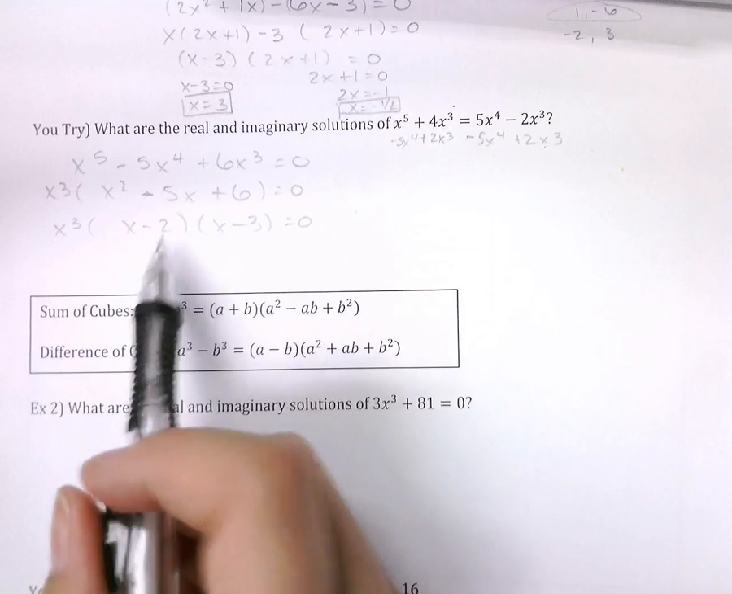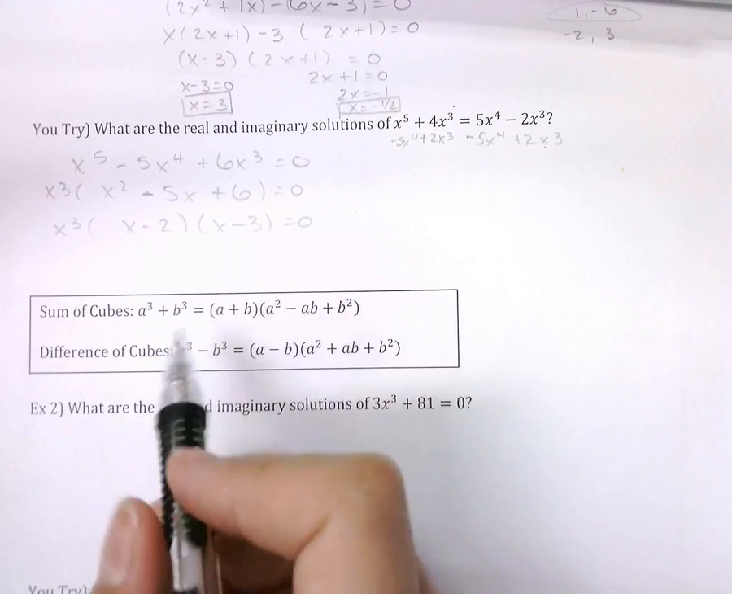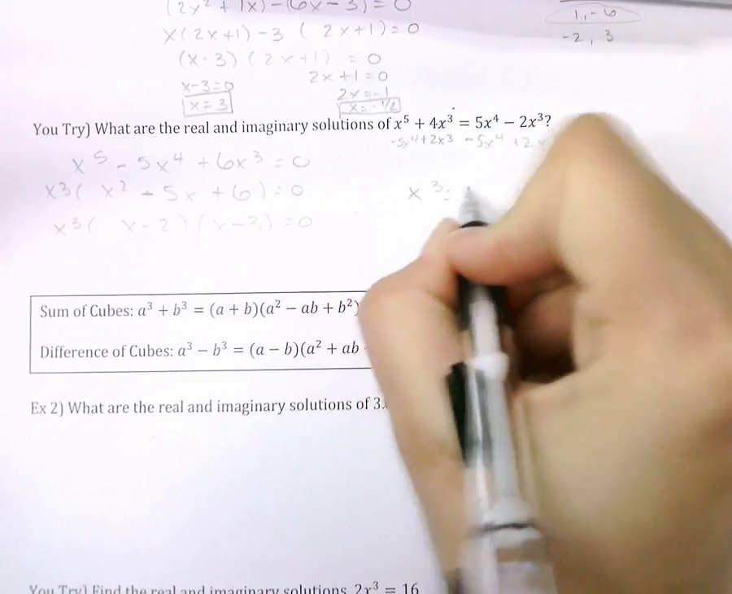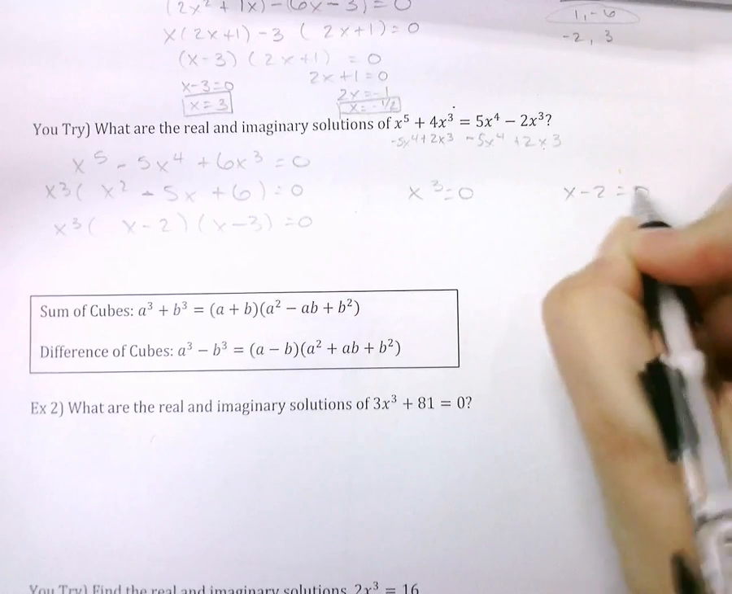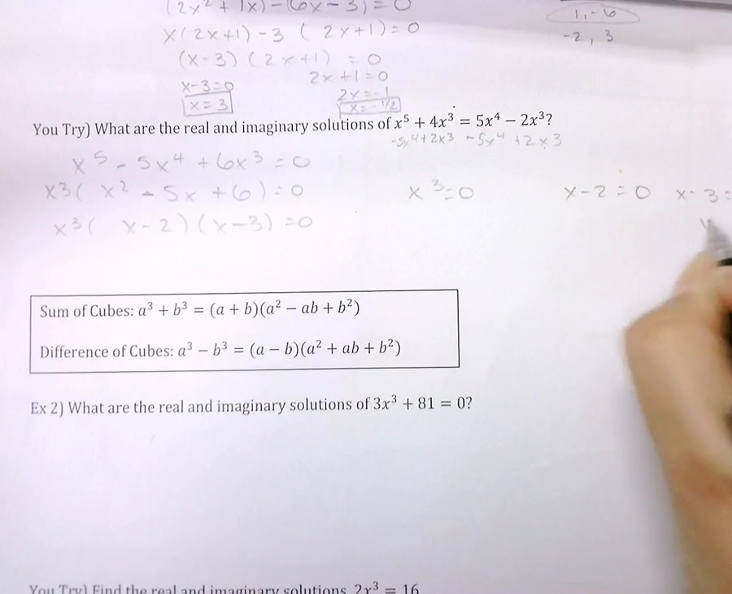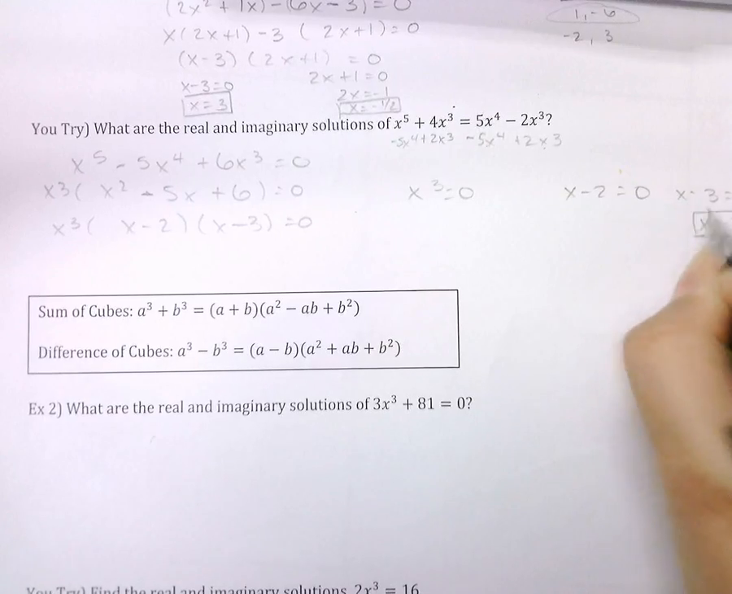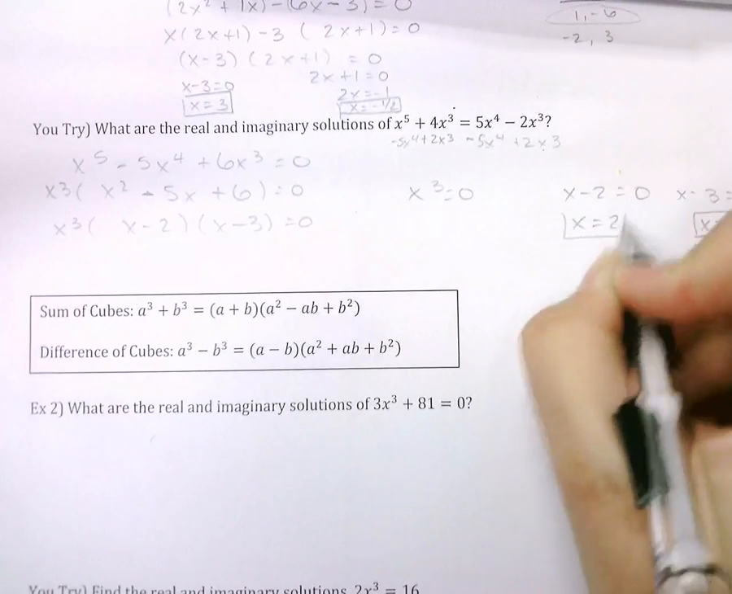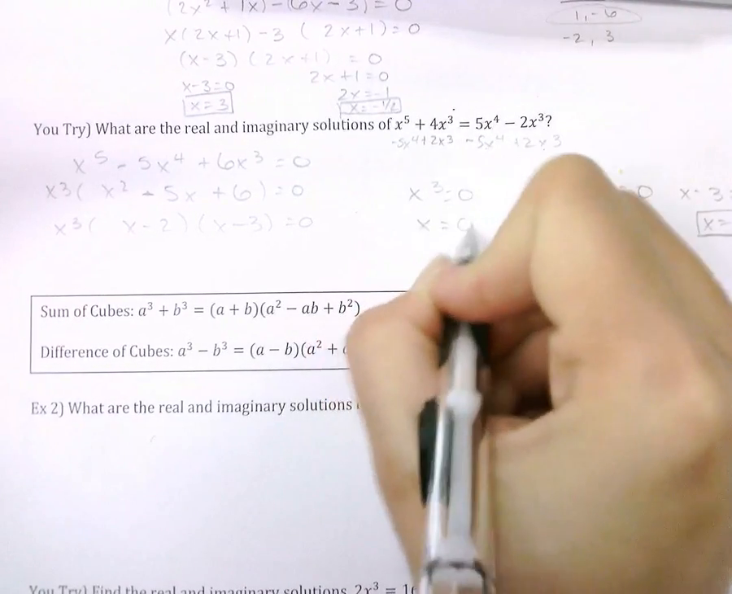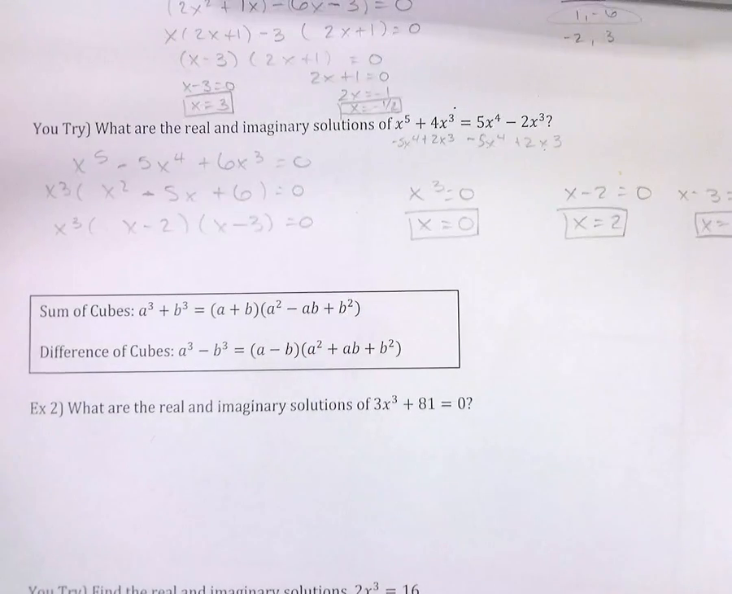Alright, so this factors to x minus 2 and x minus 3. So then you have x equals 3 with a multiplicity of 1, x equals 2 with a multiplicity of 1, and then x equals 0 with a multiplicity of 3. I only put the multiplicity on for 0. That's fine, yeah.